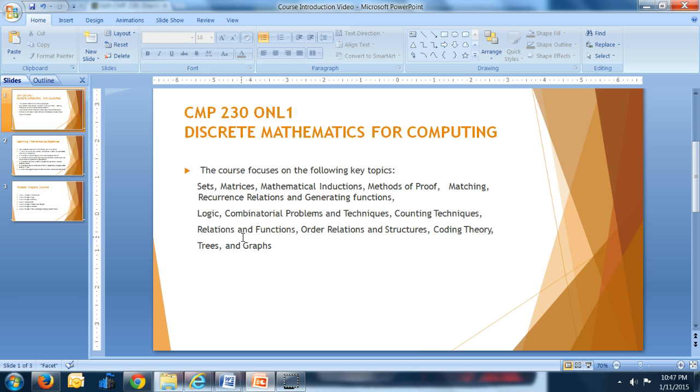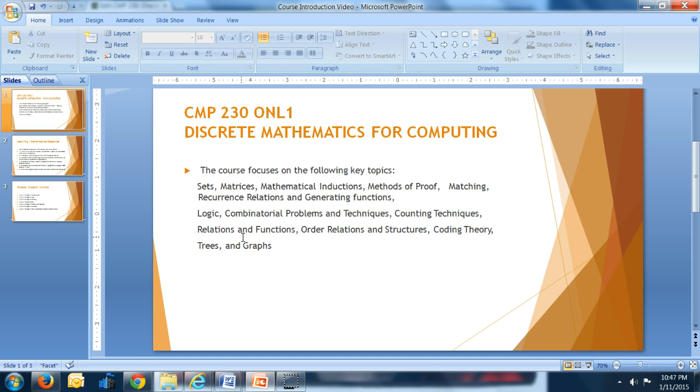Then we will have logic and combinatorial problems and techniques. We'll talk about permutations and combinations and these counting techniques, methods.